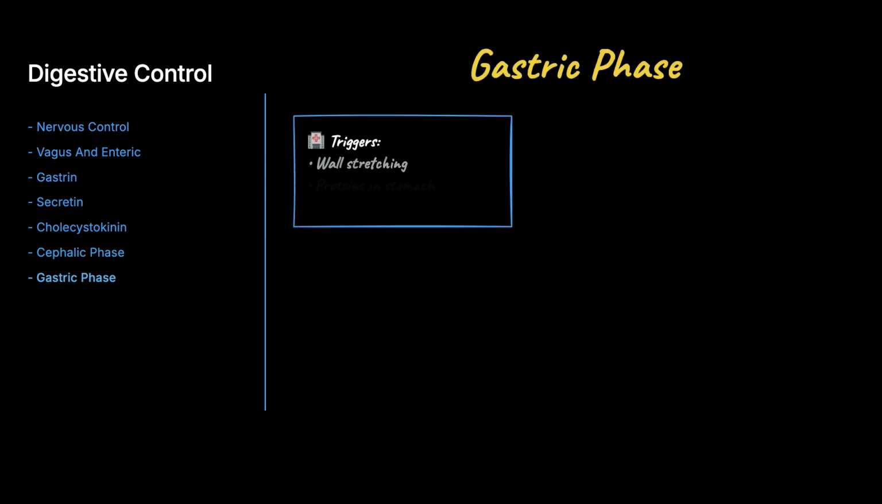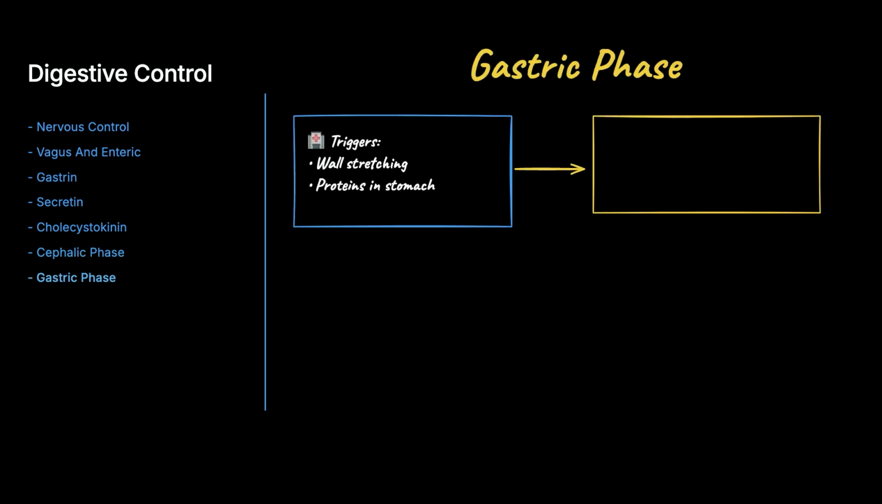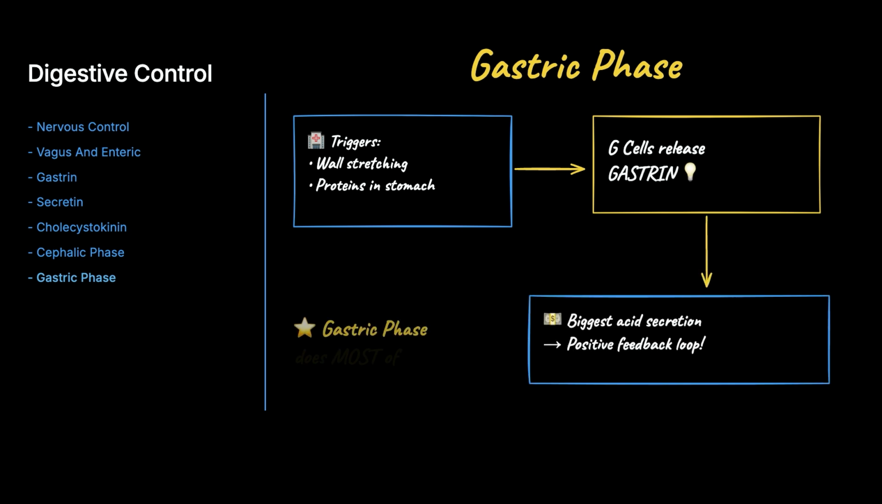The second is the gastric phase, beginning when food enters the stomach. Wall stretching and proteins trigger G cells to pour out gastrin. This drives the biggest share of acid secretion through that positive feedback loop we discussed. The gastric phase does most of the heavy lifting during a meal.